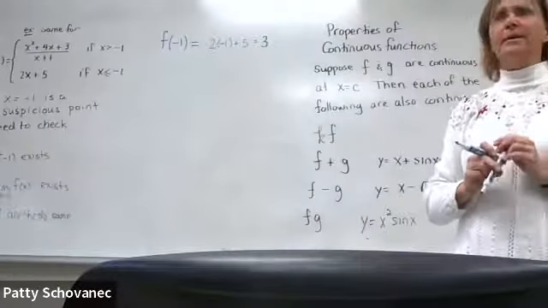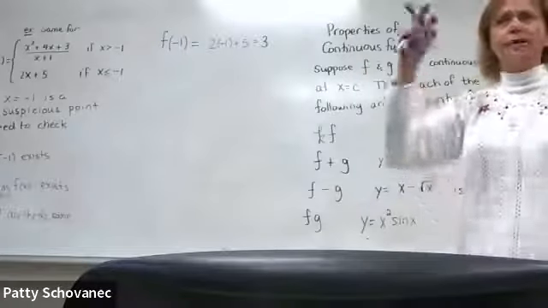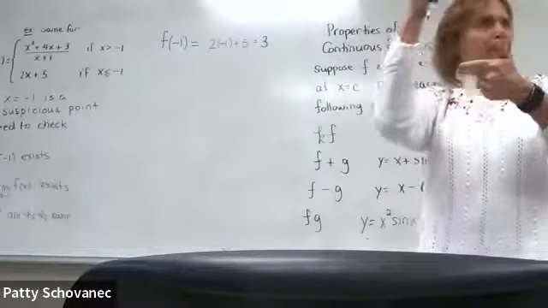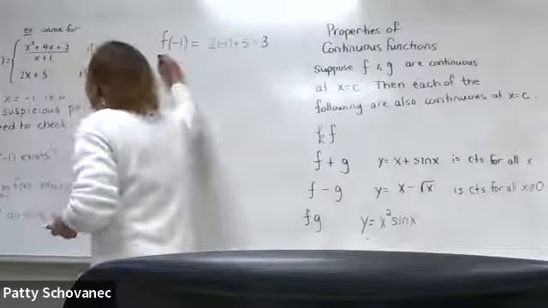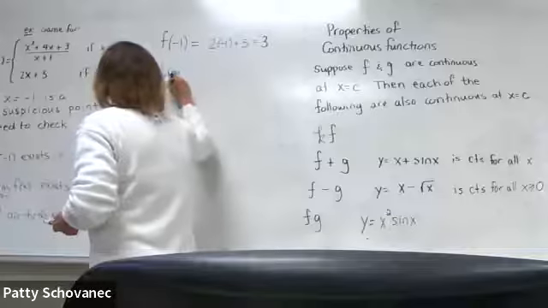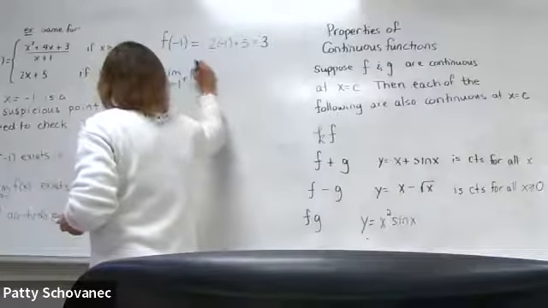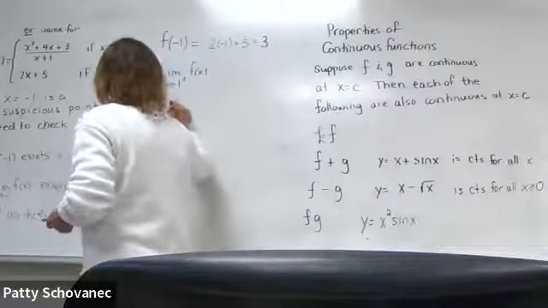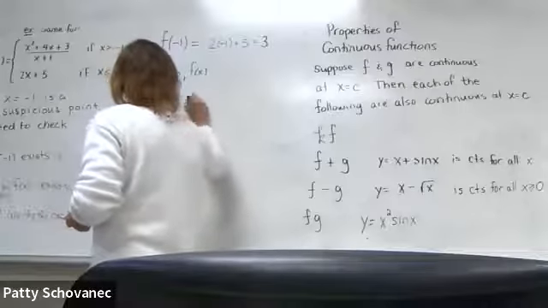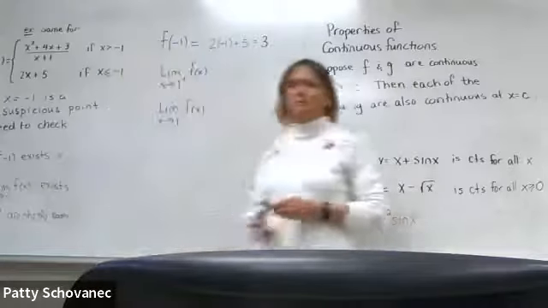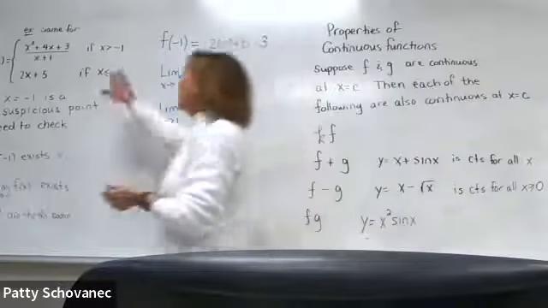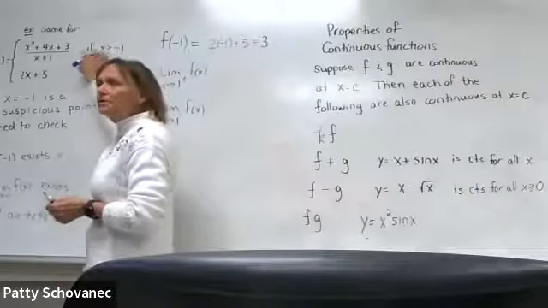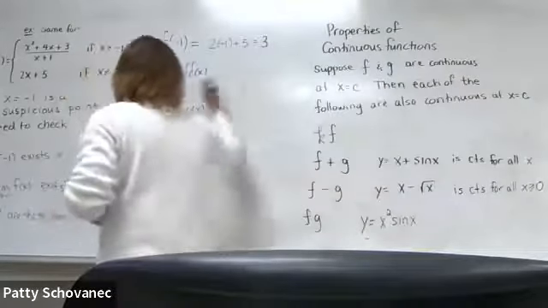To find if the limit exists, we need to look at the limit from the left and the right of that broken graph to see if they hook up or not. So to check this, I'm going to look at the limit as x goes to -1 from the right, and the limit as x goes to -1 from the left. Coming in from the right, I'm looking at this piece. X to the right of -1 gives me this piece.